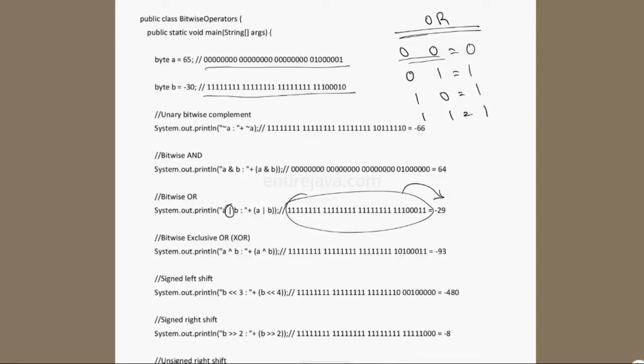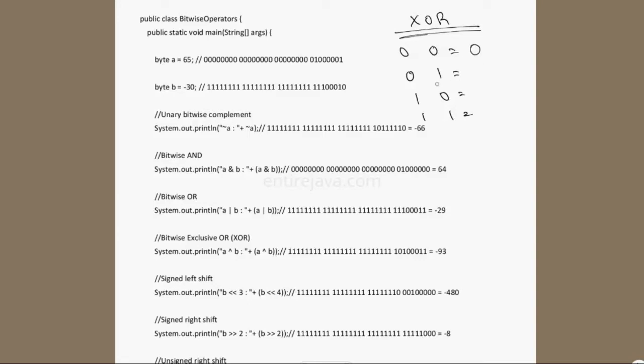Cool. And then we have bitwise exclusive OR. In here, there are only 2 cases where we'd get the value 1. 0 0 will become 0, 0 1 will become 1, 1 0 will become 1, and 1 1 will become 0. And if you perform exclusive OR on these 2, you would get this result. And that when converted to decimal would give -93.